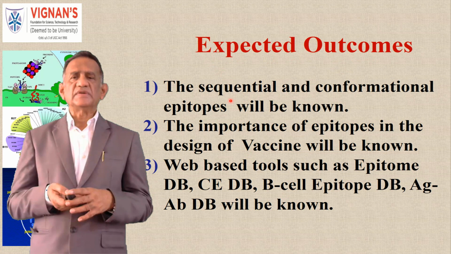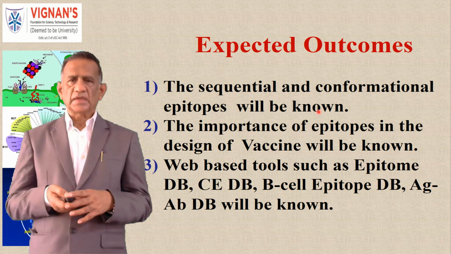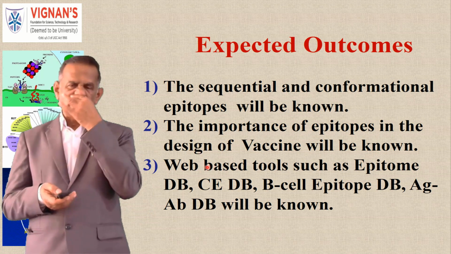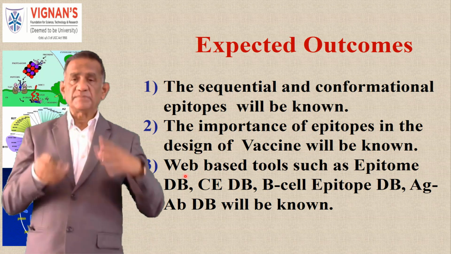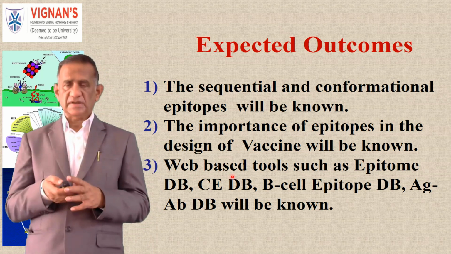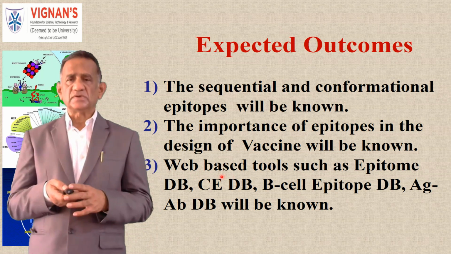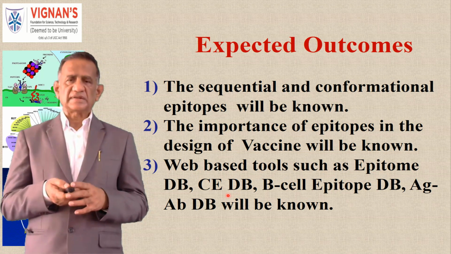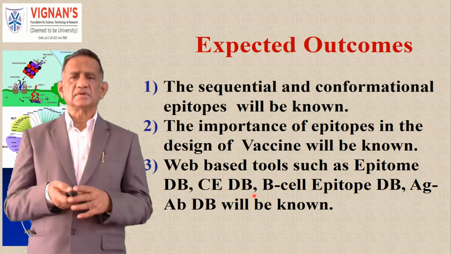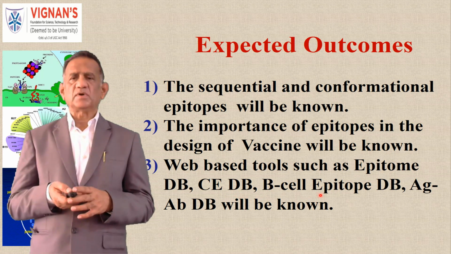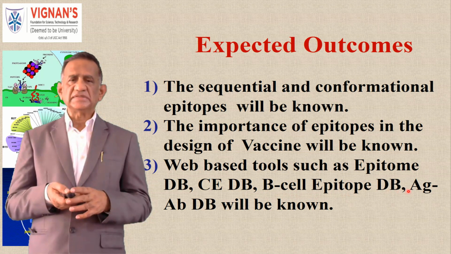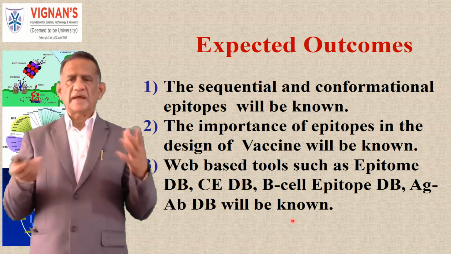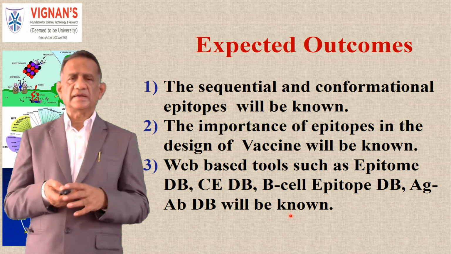Expected outcome. The sequential and conformational epitopes will be known. The importance of epitopes in the design of vaccine will be known, because nowadays it is not with one epitope that we do, but multiple epitope based vaccines. Web based tools such as the epitope database and conformational epitope database, B cell epitope database, and antigen antibody database will be known. So many things I will show you now. We will practice as a project work later.